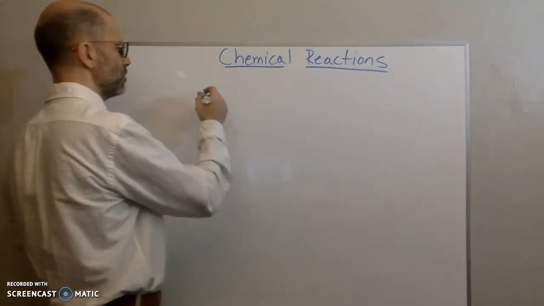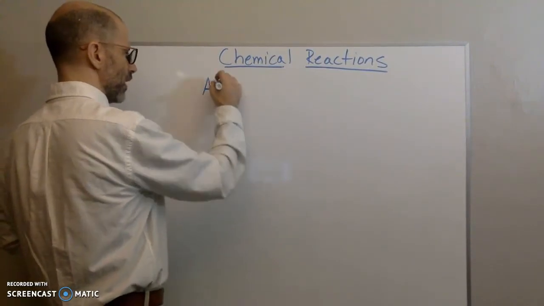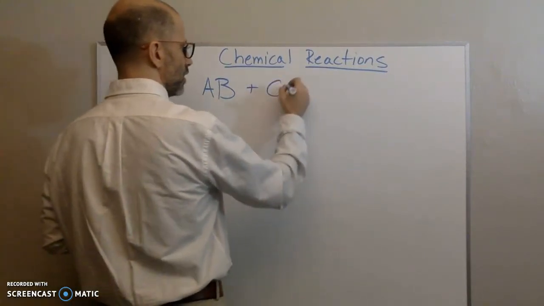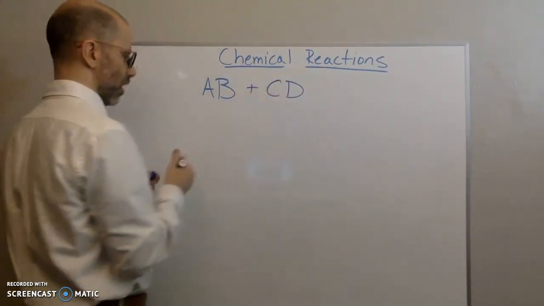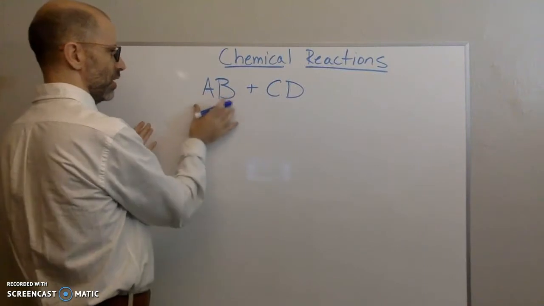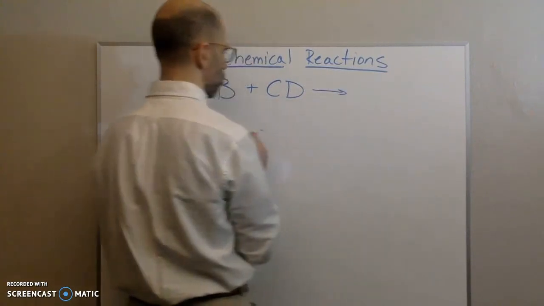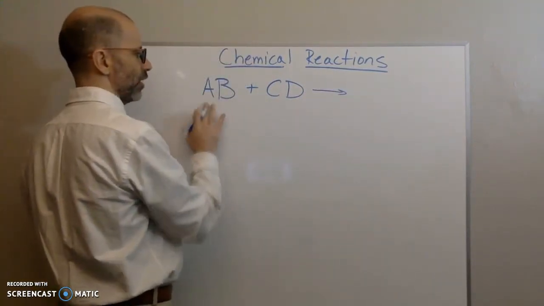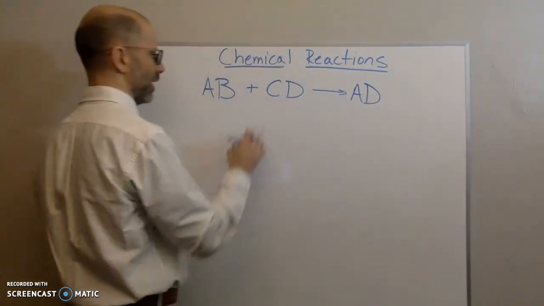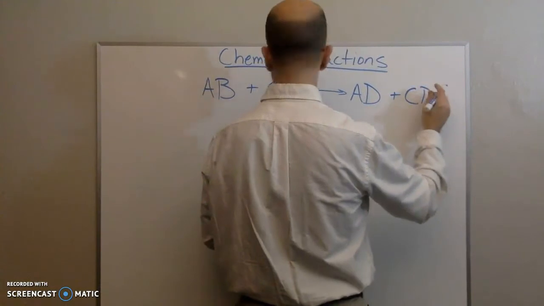So you'll have some substance, we'll say AB is our one substance, plus something like CD is our other substance. And what's going to happen in this reaction is here are our reactants. We have two reactants, and maybe they will switch places. So instead of A and B going together, A will go with D. So you have A and D together now, and then C and B are going to go together. So that'll form a new product, CB.